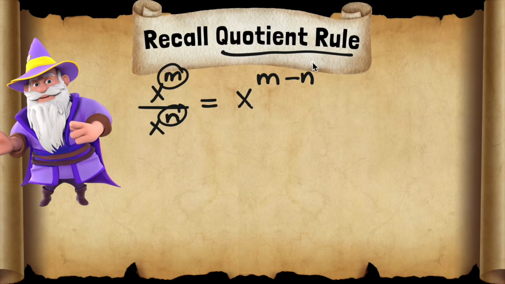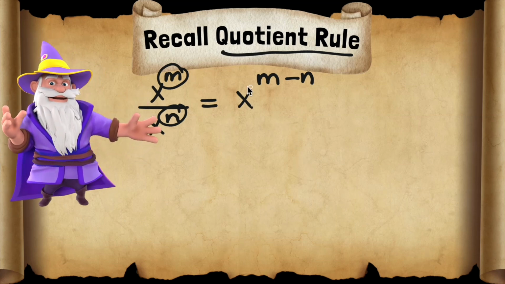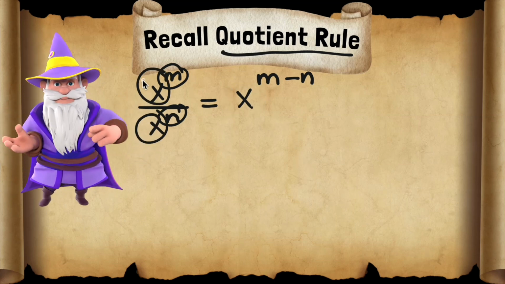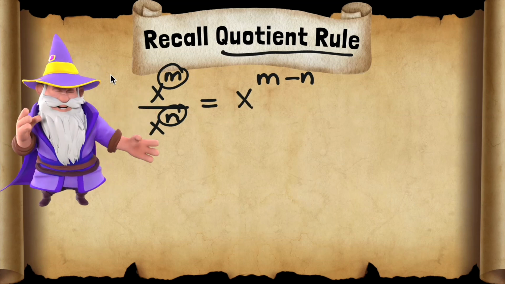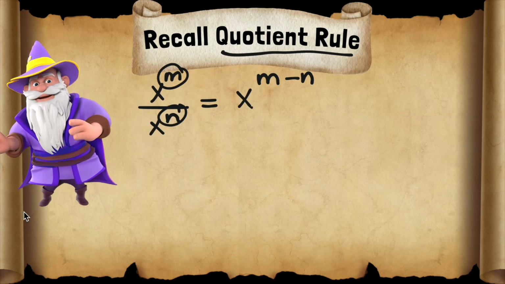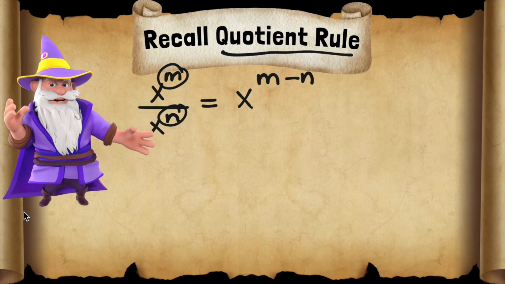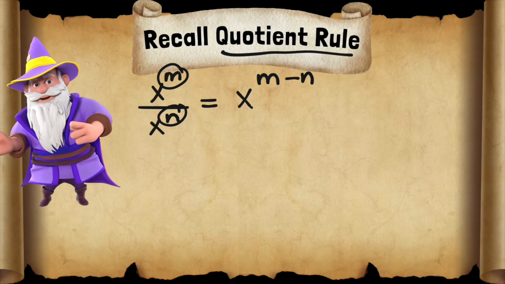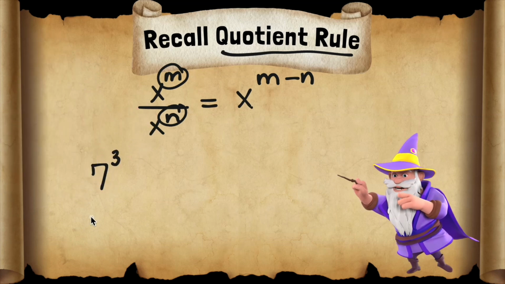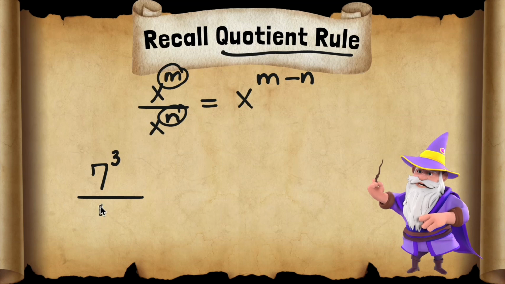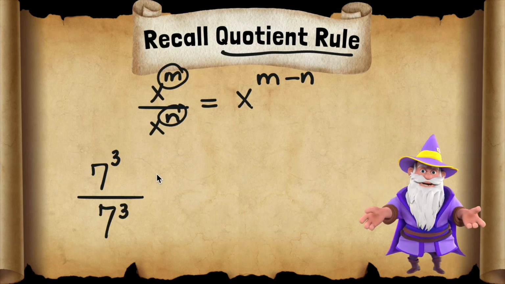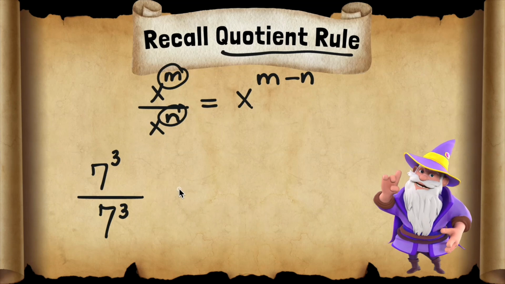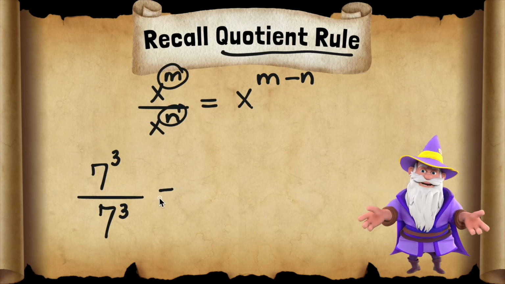They are different from each other, and we can say that our x must not be equal to 0. Okay? That is what the quotient rule says. For us to apply that quotient rule, we have this particular example. What if I have here 7 raised to 3, and then being divided by the same base and exponent? So what will happen when we explore this?